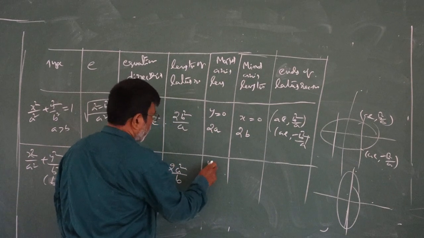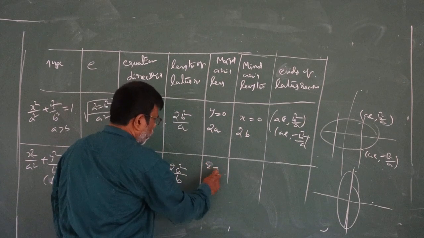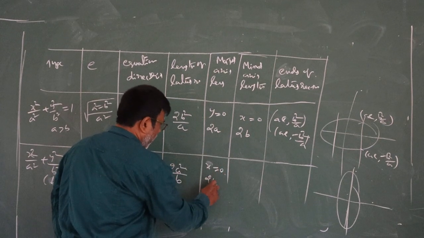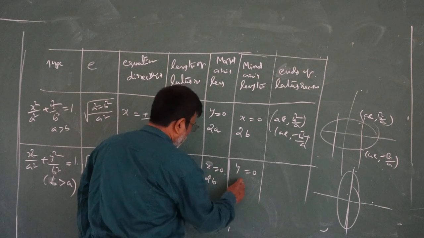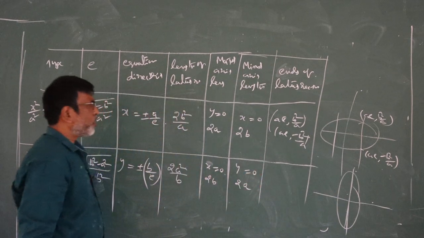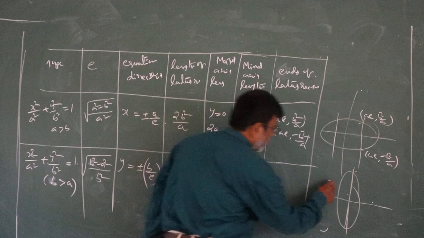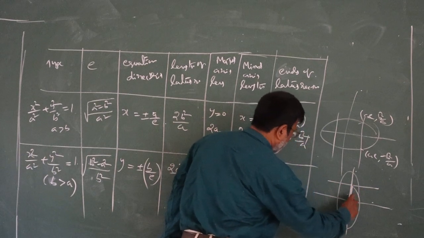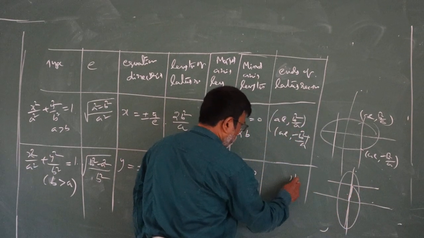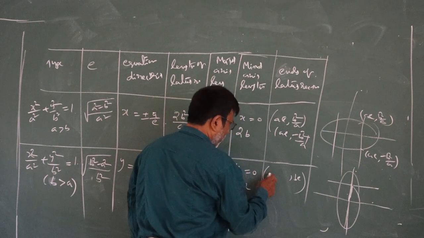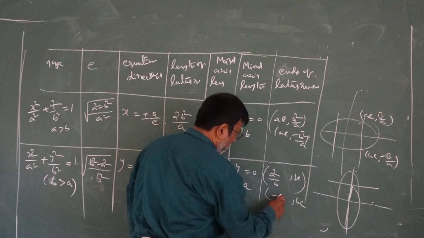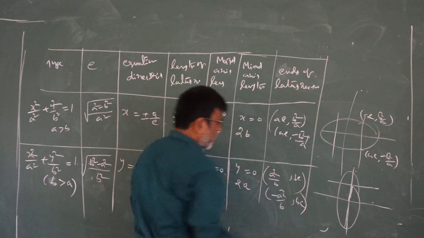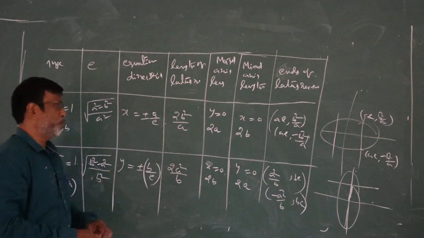Here it is changing: x equals 0, the y-axis, and the major axis length is 2b. Interchanging, the other axis is 2a. These points are taken like this: be comma a square by b, and be comma minus a square by b. These are the ends of latus rectum.